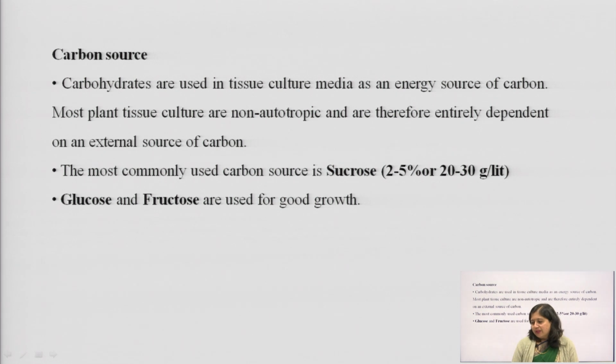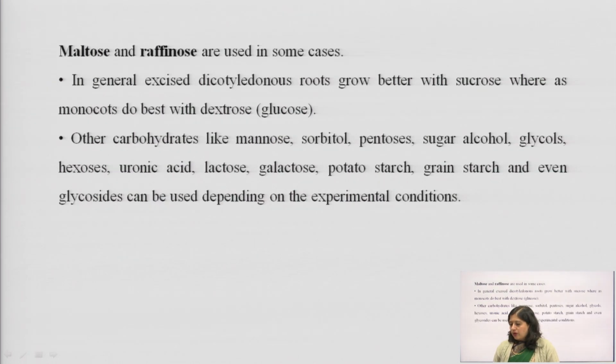For carbon source, we have discussed it in detail already. Generally, the preferred things are either starch or sucrose in the concentration of 2 to 5%, or glucose or fructose can be used for the good health. Even maltose and raffinose can also be used. And generally, if we are using any chemical type of carbohydrate source, we can go for sucrose, dextrose, glucose etc., or we can go for mannose, sorbitol, pentose, sugar alcohols, glycols etc.